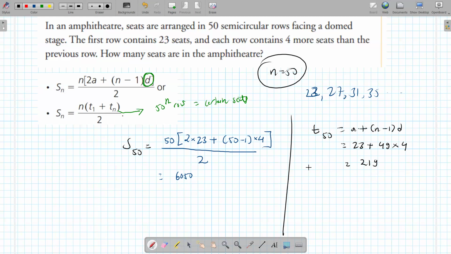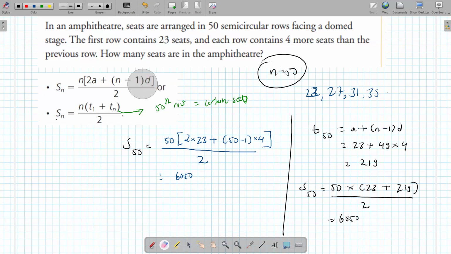Now that we have our T50, we can use the bottom formula. S50 is equal to n, which is again 50, times 23, which is our T1, plus our Tn, in this case T50, which is 219, and we divide this by 2. So let me plug that in. 50 times 23 plus 219, divided by 2. That also gives me 6050. And there we go. That's the answer to this question.